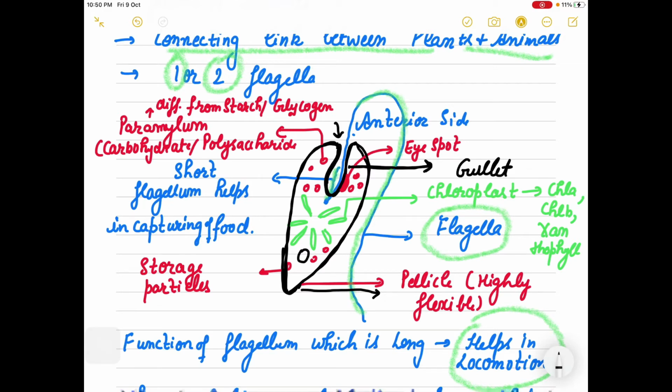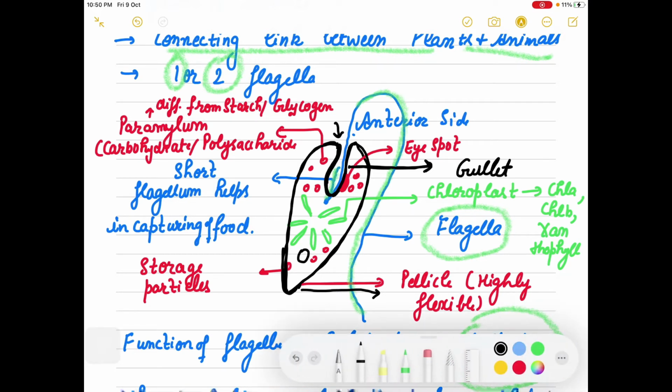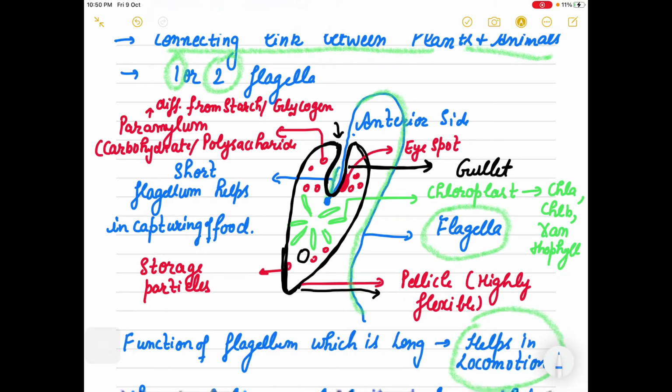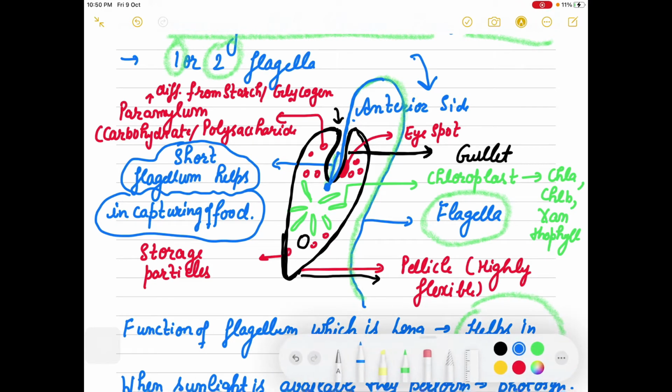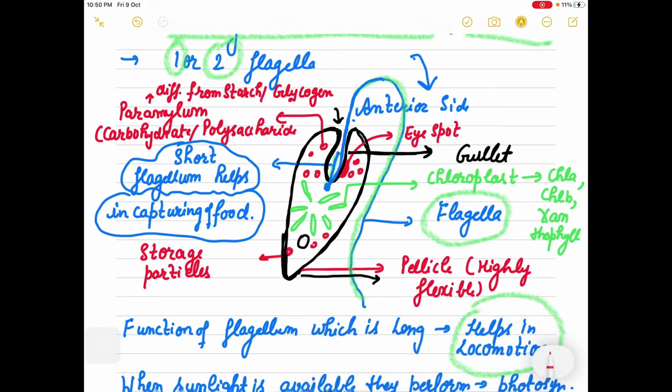Then from the inner side, from the gullet side, there is a long flagellum which is coming out, and one short flagellum which remains in the gullet only. So the short flagellum helps to take the food inside. So the short flagellum's function is it helps in capturing of food, and the long flagellum's function is it helps in locomotion and movement, and they are present on the anterior side. Then there is the small storage. Just look at these red colored particles.